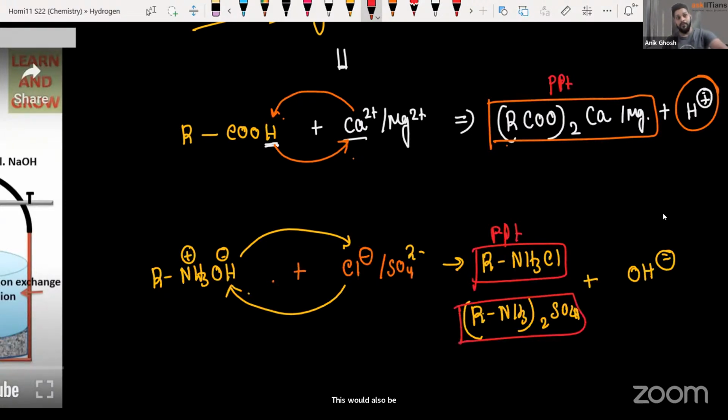So what would I have in my residual solution? In the residual solution, I'll be having H plus and OH minus. That means, guys, I would be having water, right? This particular water is called deionized water because there are no other ions in it other than the H plus and OH minus. Now let's watch the video.